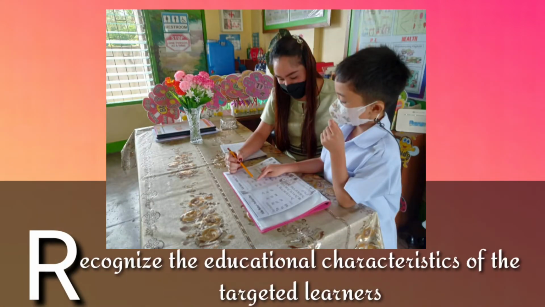R is to recognize the educational characteristics of the targeted learners. Learners are diverse. Even pupils with learning gaps have different levels of difficulties and academic progress. Teachers must be sensitive to these characteristics to provide appropriate remediation activities to an individual or group of learners. They must let the learners enjoy the pacing of the lesson and use their learning style.